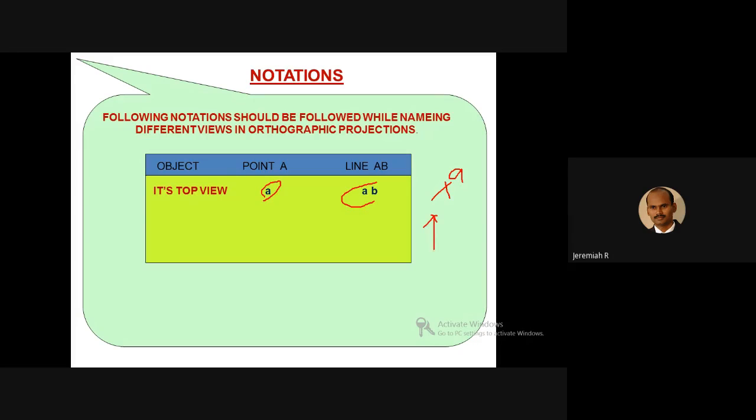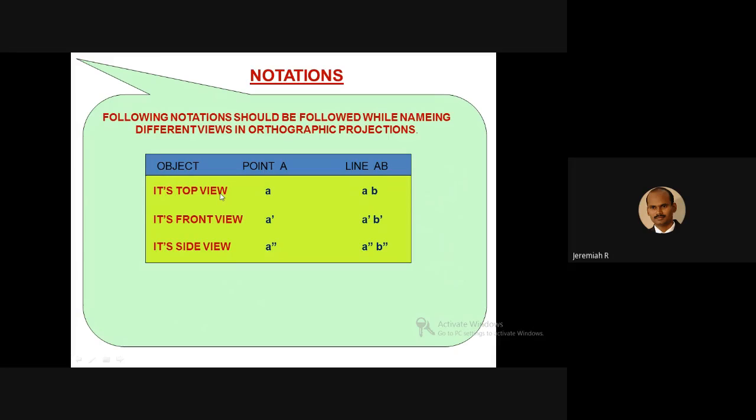If there is a line AB, top view will mention AB. But if it is front view, we have to mention A dash. If it is a line, we have to mention A dash and B dash. If it is a side view, we will not follow this, but anyway, just understand, if it is a side view, we will use A double dash. If it is a line, we will consider A double dash and B double dash.